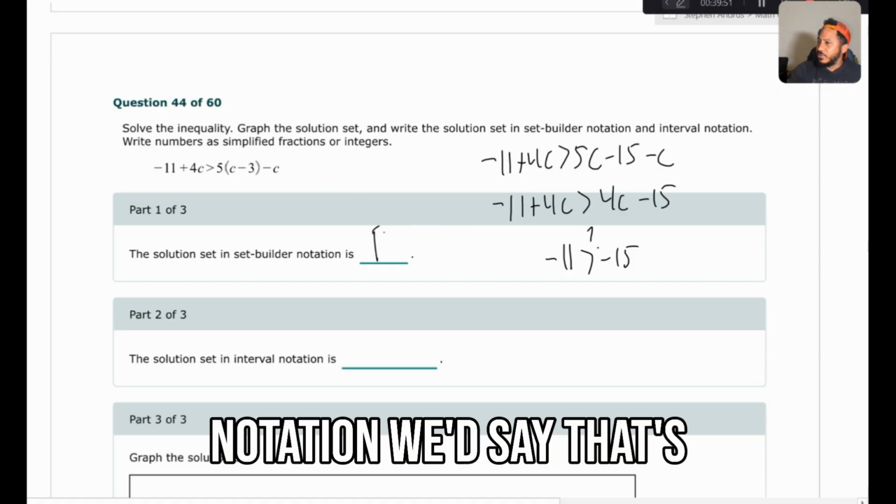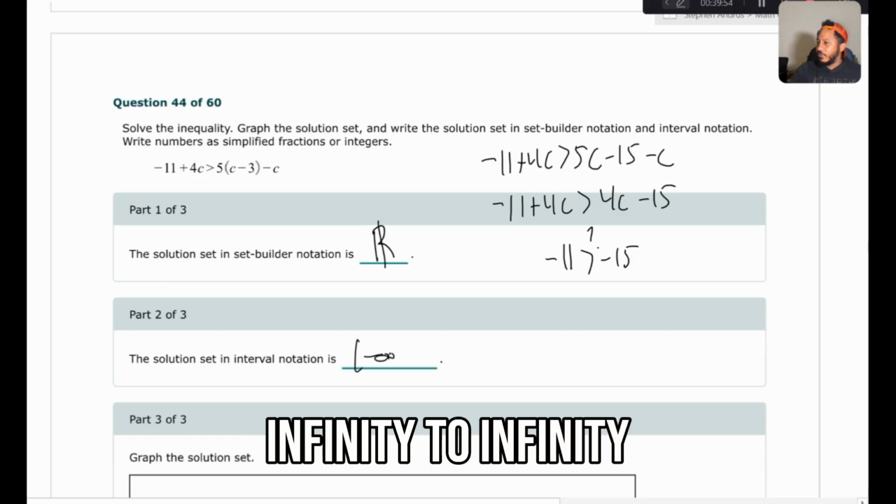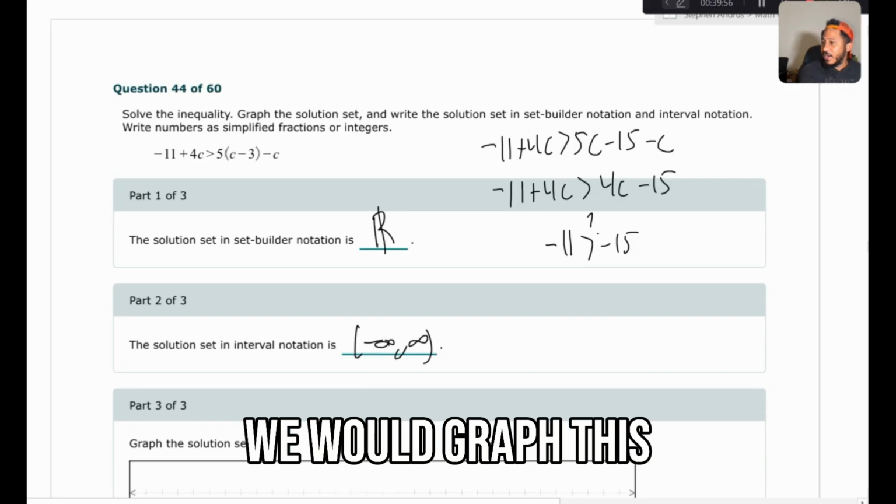So in set builder notation, we'd say that's this R here, or we'd say negative infinity to infinity. And of course, for the graph, we would graph this entire number line.